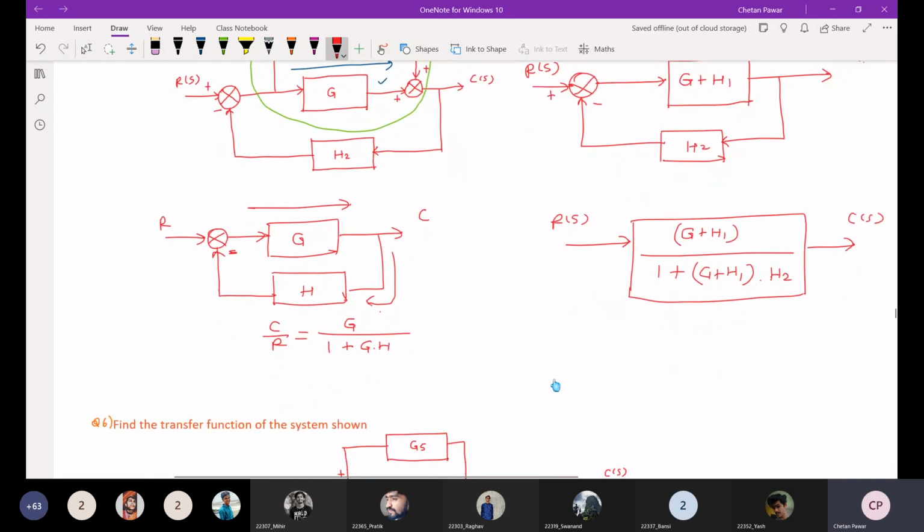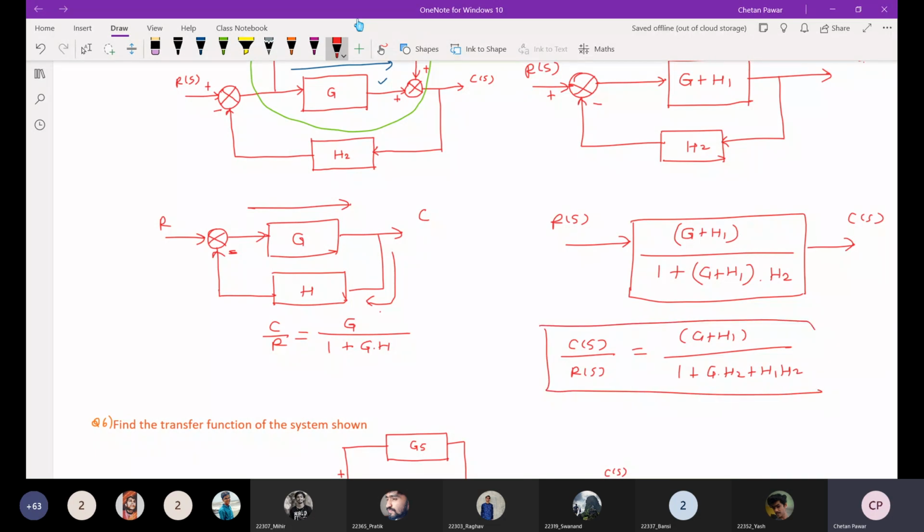Like this you can reduce the block diagrams. So in this case the transfer function will be C of S upon R of S equals G plus H1 divided by 1 plus G into H2 plus H1 into H2. So this will be the transfer function of this particular block diagram.